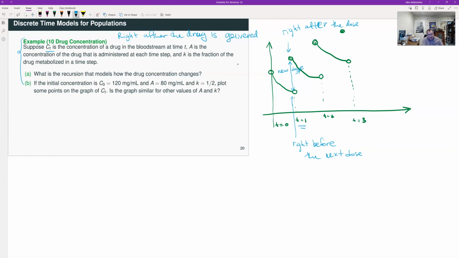So here we go. Suppose we have a sequence C sub t that denotes the concentration of a drug in the bloodstream at time t. At equal intervals in time, an amount A of the drug is administered. So A is the concentration of the drug that is added to the bloodstream. If you had this concentration, you bring that concentration up exactly A units. So that distance is A. Then the body starts to metabolize, and K is the fraction of the drug that is metabolized during the time step.